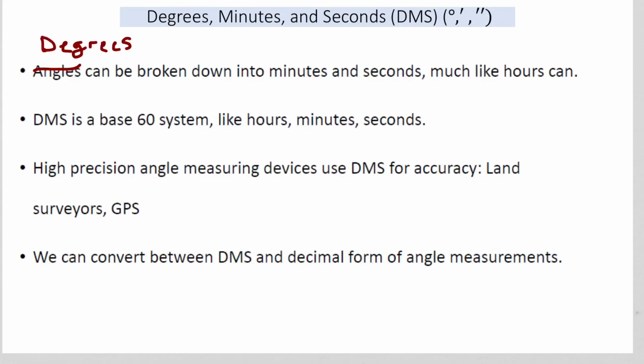So next, let's talk about DMS, or degrees, minutes, seconds. So the symbols would be still the degree symbol, 1 tick mark for minutes and 2 tick marks for seconds. So degrees can be broken down into minutes and seconds, much like hours can be. So it's a base 60 system, the same as hours, minutes, seconds. So this is used for land surveying devices and GPS. We can convert between DMS and decimal form for angle measurements, and I'm going to show you how that works.